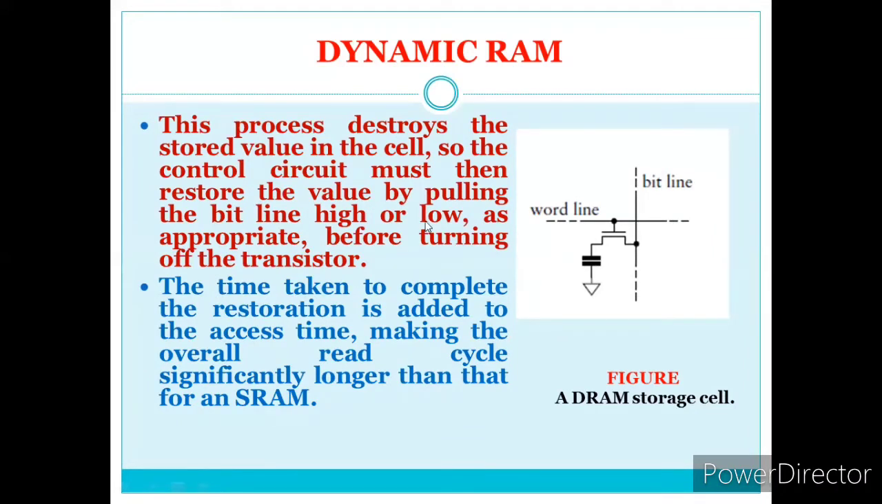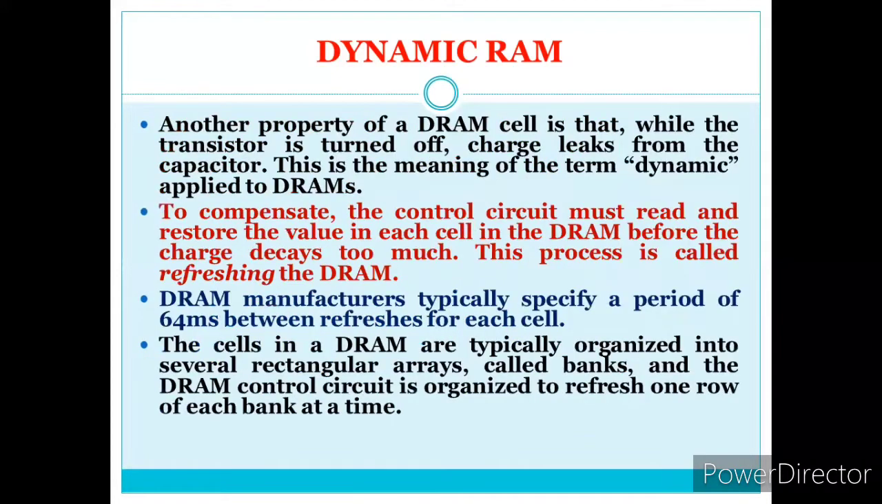So since it is volatile in nature, the data in this gets destroyed. In order to maintain the data, we have to pull the bit line and only then turn off the transistor there. So the time taken to complete the restoration is added to the access time. Whatever time it takes to maintain the value is added as excess time. That's why the DRAM has a longer delay compared to the static RAM, making the overall read cycle significantly longer than that of an SRAM.